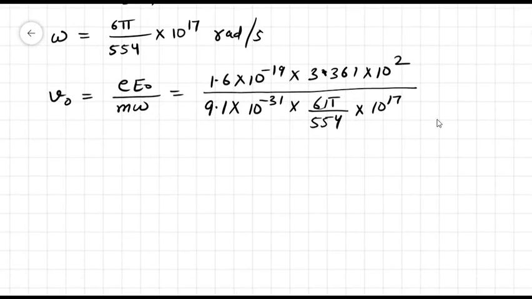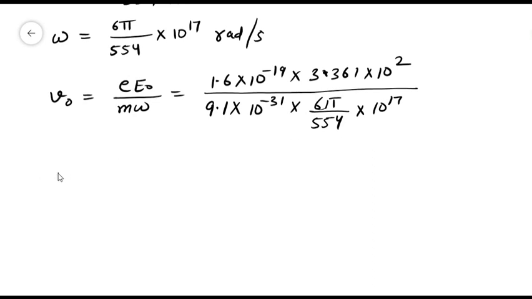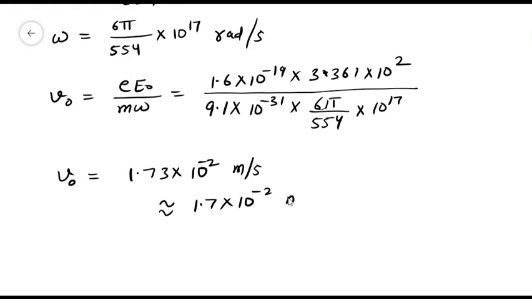One can solve this expression to get the amplitude of velocity, which turns out to be 1.73 times 10 to the power minus 2 meter per second. That is approximately equal to 1.7 times 10 to the power minus 2 meter per second.